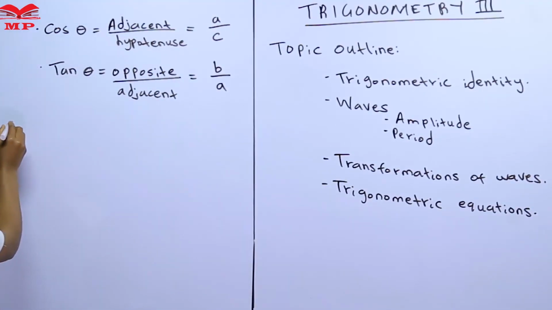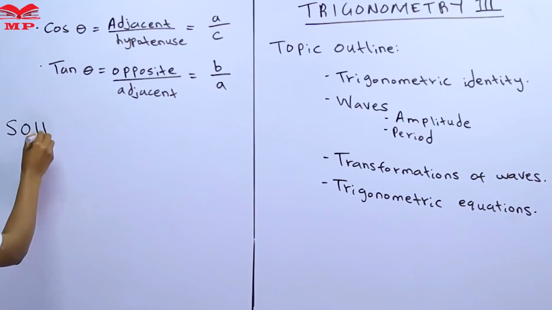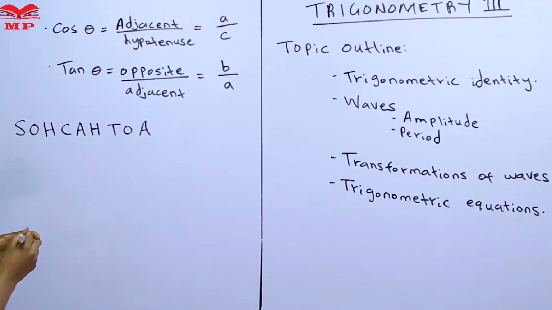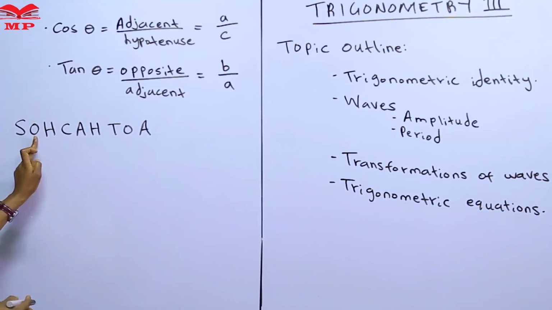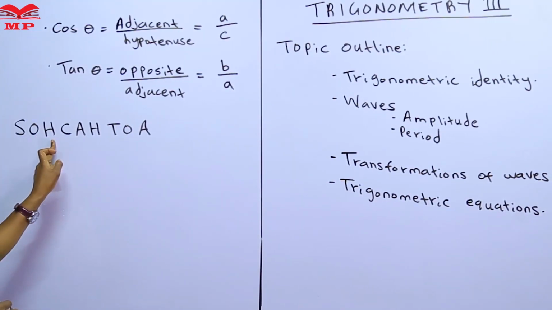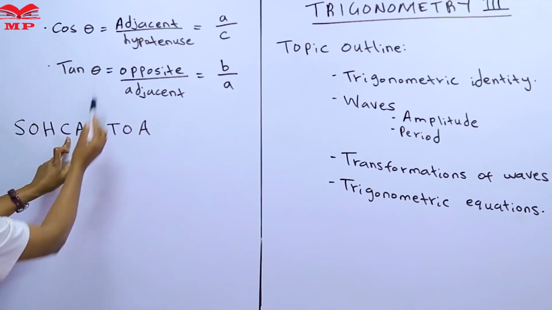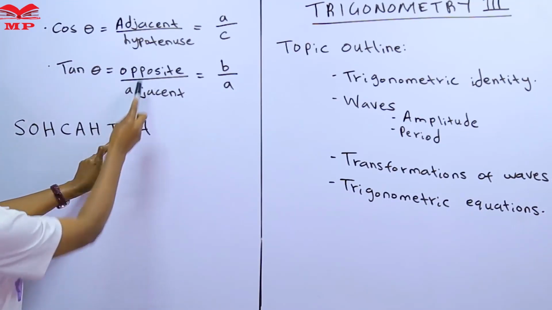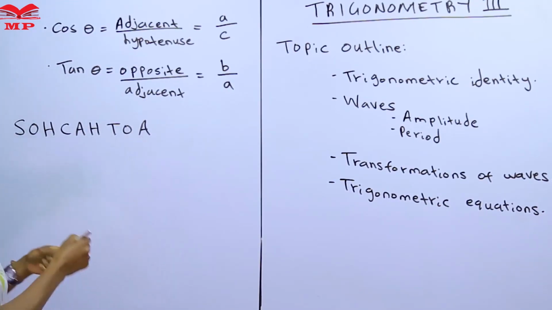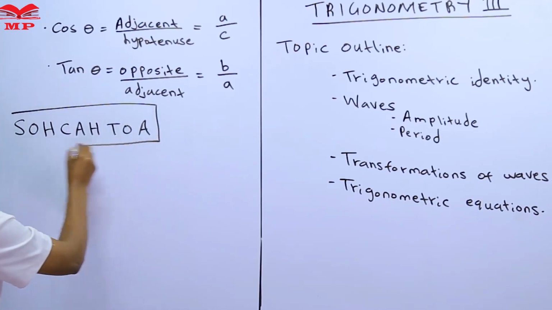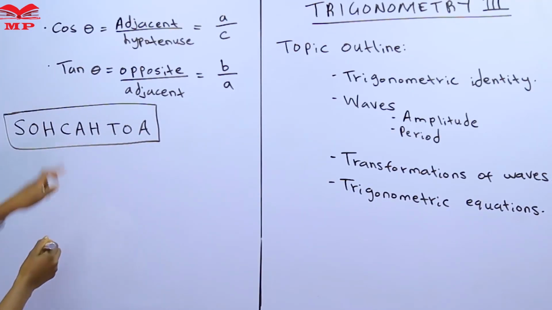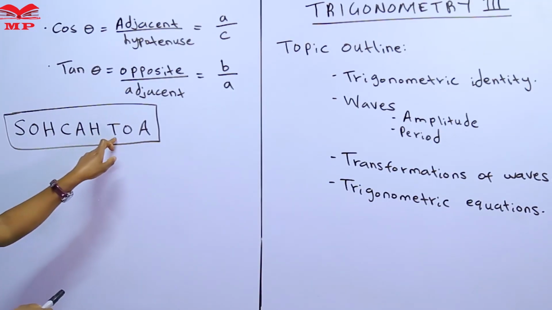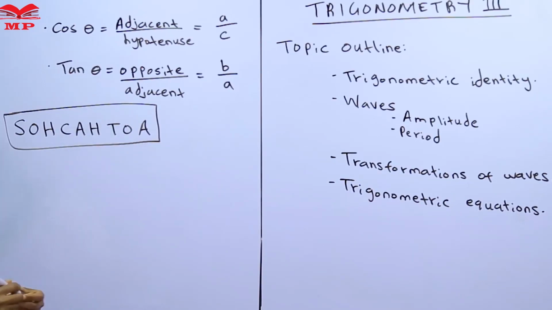You can simply come and say we have what we call SOHCAHTOA, whereby sine is equal to opposite over hypotenuse. Then the cosine is equal to adjacent all over the hypotenuse. Tangent is equal to the opposite all over the adjacent. So you make note of this, SOHCAHTOA, such that when you are trying to find the cosine, it is simply the adjacent all over the hypotenuse. The tangent is the opposite all over the adjacent.